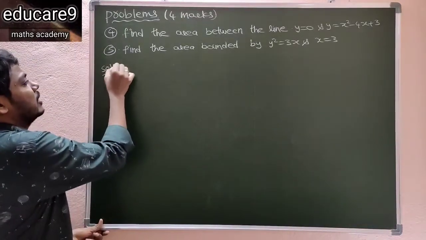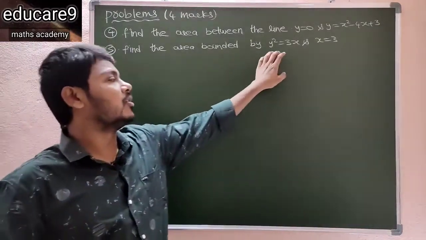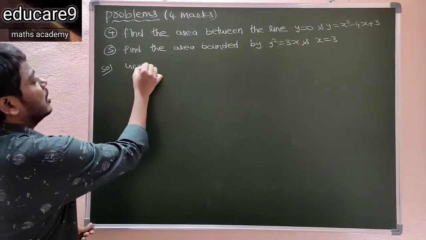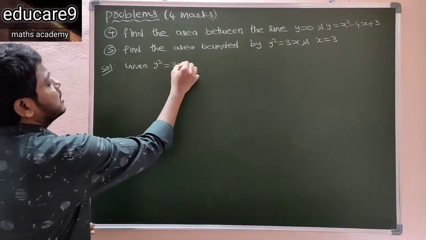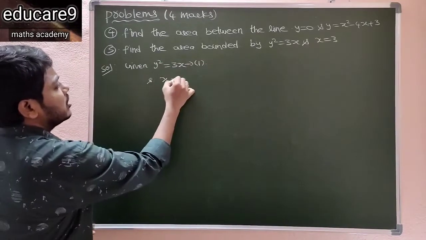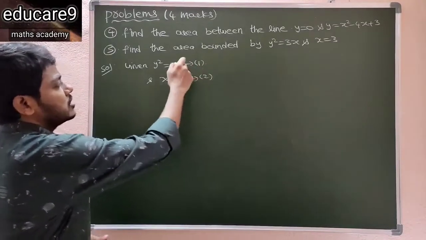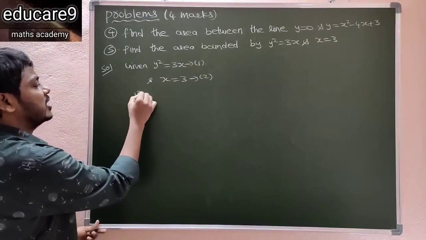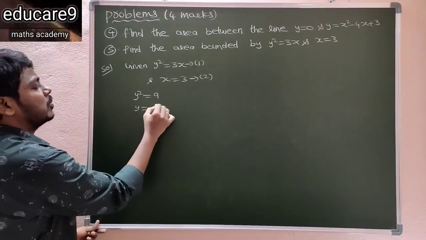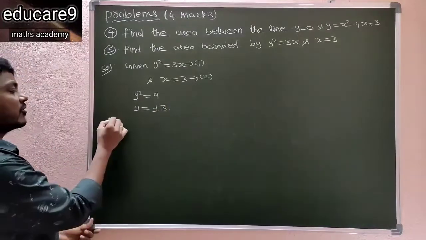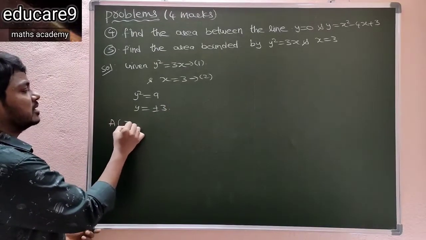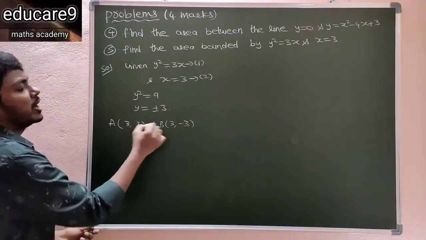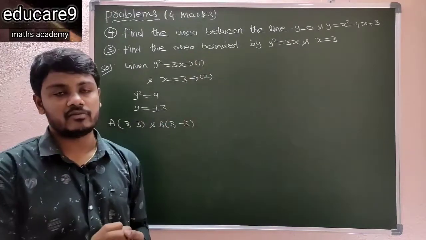See the question number 5. Find the area bounded by the curve y square equal to 3x and x is equal to 3. So here given y square equal to 3x, this is equation 1 and x is equal to 3, this is equation 2. So first you need to find the point of intersection of 1 and 2. So that is y square is equal to 9. So y is equal to plus or minus 3. So therefore what are the points of intersection? 3 comma 3 and 3 comma minus 3. So these two are the points of intersection of both equations.